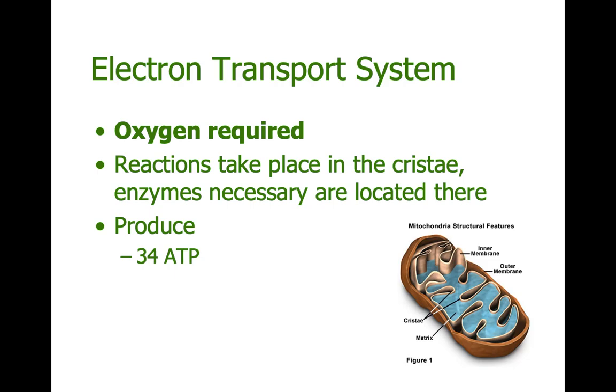Well, then why do we bother going through glycolysis and the citric acid cycle? Because the only way to get to the big money, the only way to get to the electron transport system, is to first go through glycolysis, make pyruvic acid, take that pyruvic acid, go through the citric acid cycle, take the molecules that we formed from the citric acid cycle and run them through the electron transport system. That's how we get the 34 ATP.